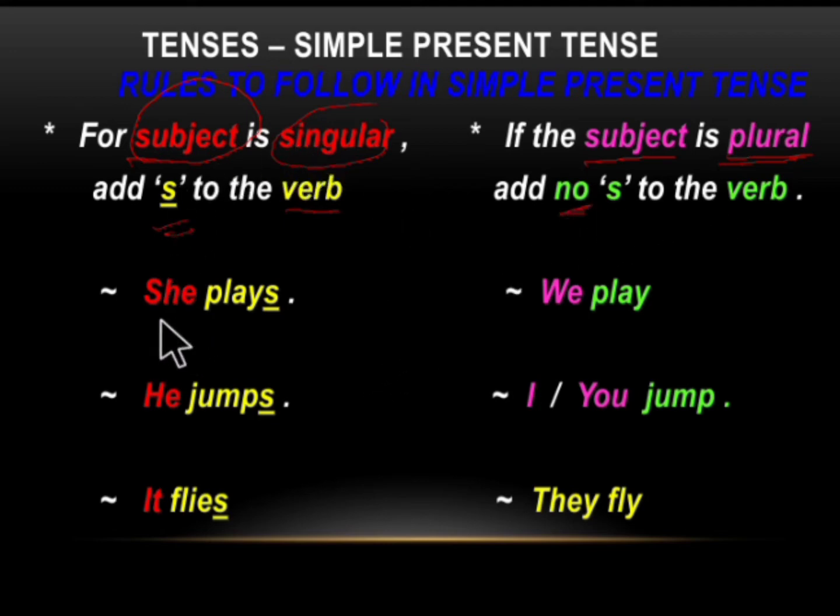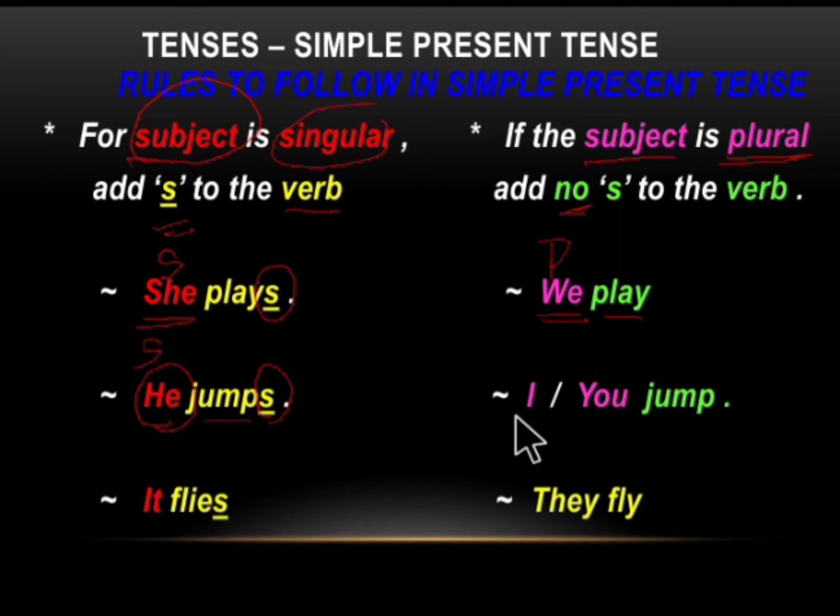For example, she plays. Here, this she is a singular subject, so we add s to the verb. And in this sentence, we play. Here, we is a plural subject, so we add no s to the verb, so it is we play. In the next sentence, he jumps. Again, this he is a singular subject, and so we add s to the word jumps, so it becomes he jumps.